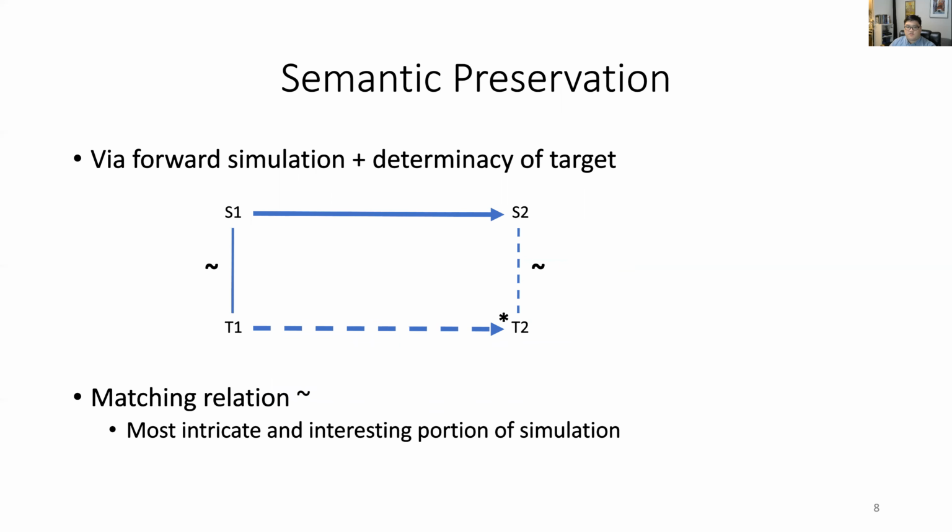The preservation theorem is proved via the standard application of a forward simulation argument, whose format is shown in the commutating diagram, combined with the determinacy of the target. The most intricate and therefore interesting part of the simulation argument was the matching relation here. It describes what it means for a source program state to be similar to, or to match, a target program state. The simulation lemma essentially says that for every source computation, we can find an equivalent target computation. I enthusiastically refer you to our paper for fuller details.